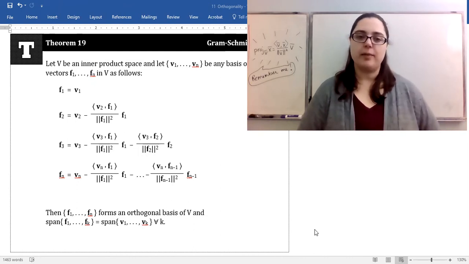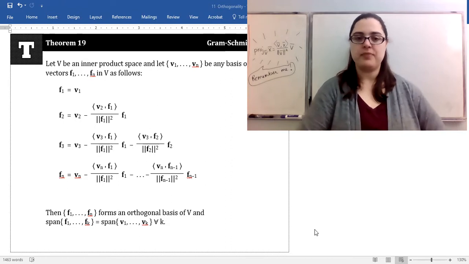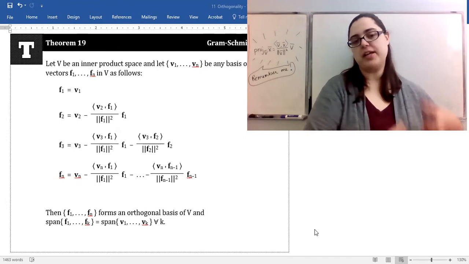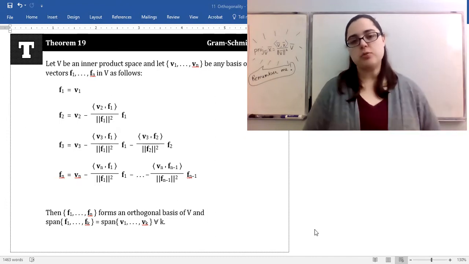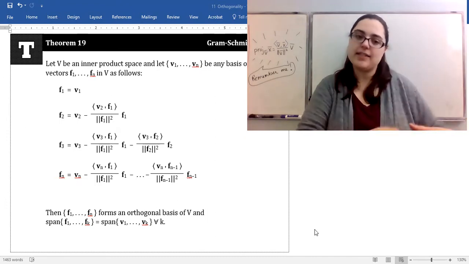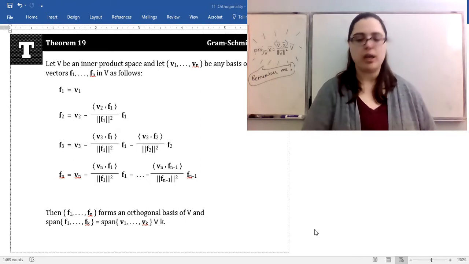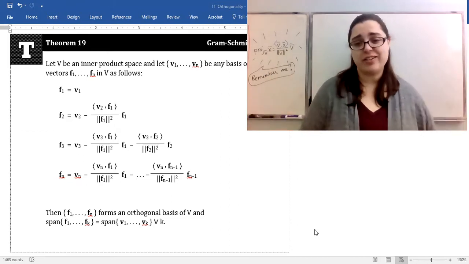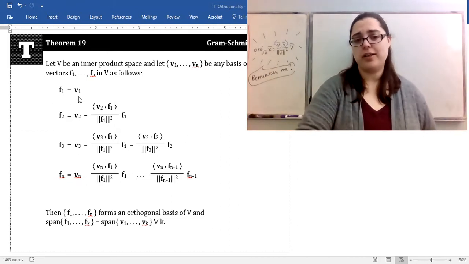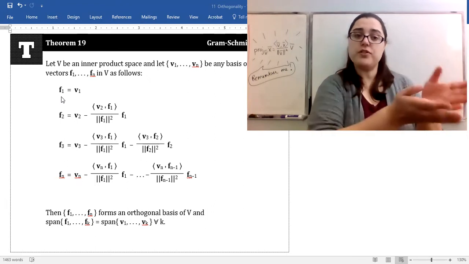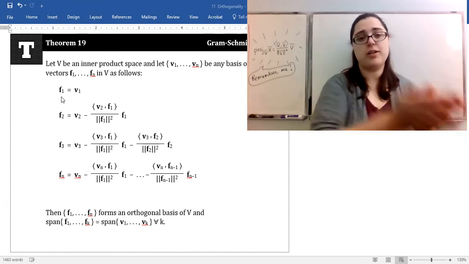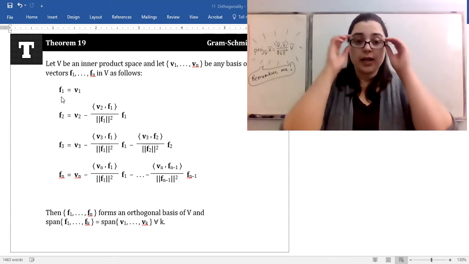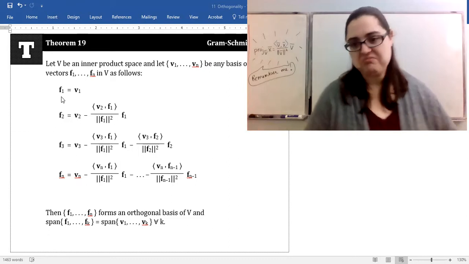Here we have an inner product space V, and its basis vectors are going to be the V_i's, and we're going to use F to represent orthogonal vectors. So we're going to use the V_i's to help us create these orthogonal vectors. To start out, we're just going to say the first vector is the first vector. That's this F1 equaling V1, right? So our first vector in our orthogonal set is going to be the same as the first vector in our basis. This is really an arbitrary choice, but we have to start somewhere. So this is where we're going to start.